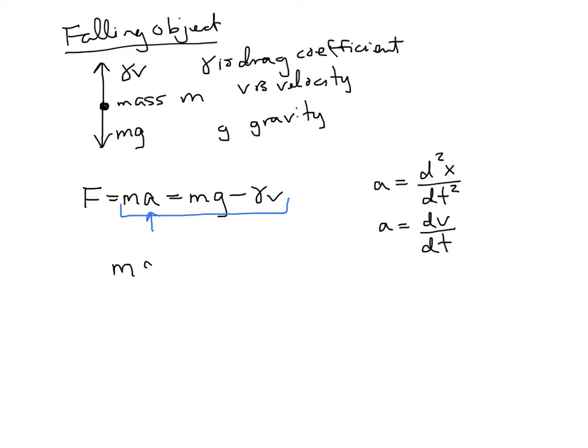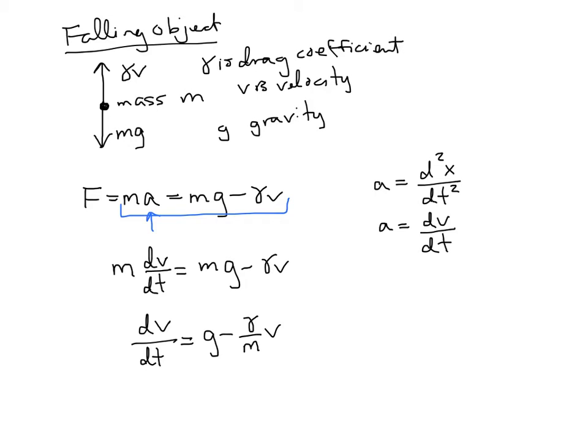So we've got mass times the derivative of velocity, that's with respect to time, is equal to mass times gravity minus gamma times velocity. Divide by mass, and we get that the derivative of velocity is equal to, the masses are going to cancel out here, gravity minus that drag coefficient divided by mass times velocity. So there's our first model.